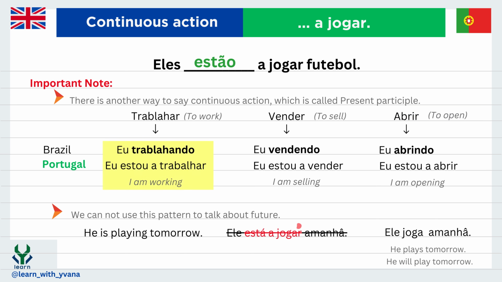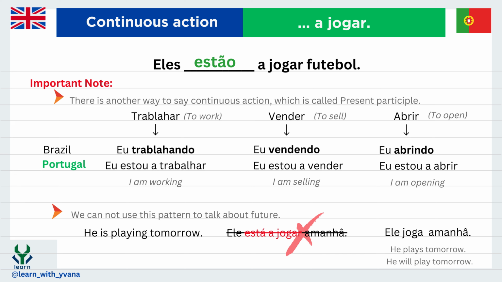Eu trabalhando, it's the same as eu estou a trabalhar. Eu vendendo, it's the same as eu estou a vender. Eu abrindo, it's the same as eu estou a abrir. But the important thing is that in Portugal, it is very common to use eu estou a trabalhar, but you may hear sometimes eu trabalhando also. And in Brazil, eu trabalhando is more common.